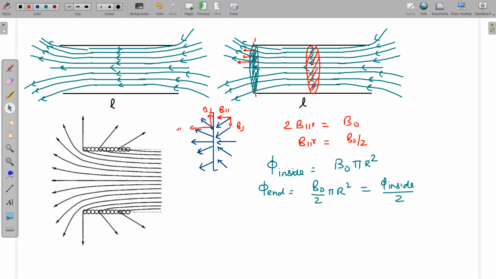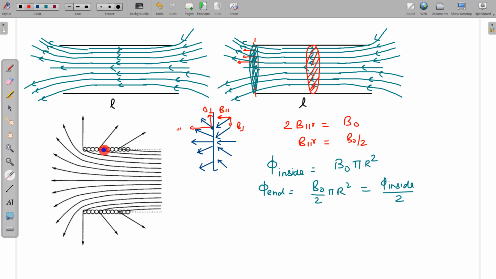You can see from here, these are the uniform field lines, and as we go to the end, the magnetic field lines become curved, and you can see here some field lines are out of this solenoid. Some field lines are out of this solenoid before they reach the end phase.